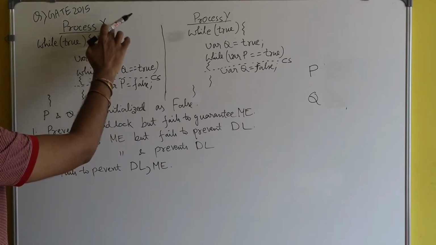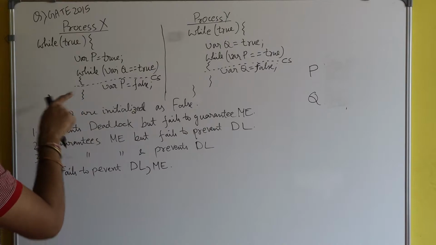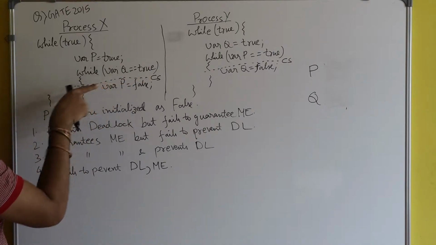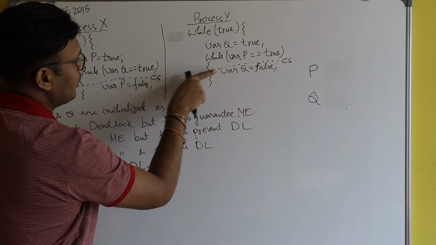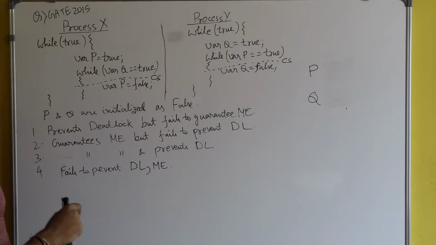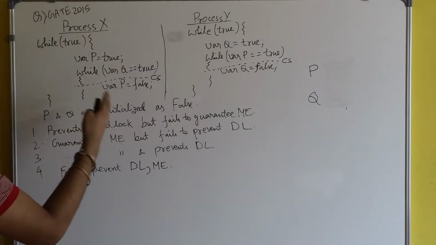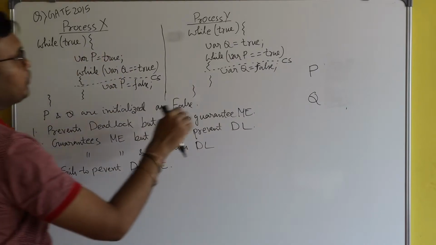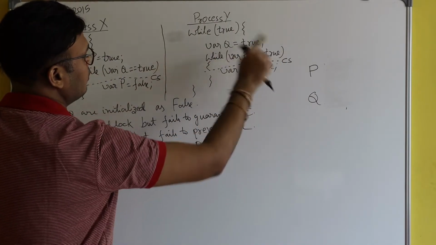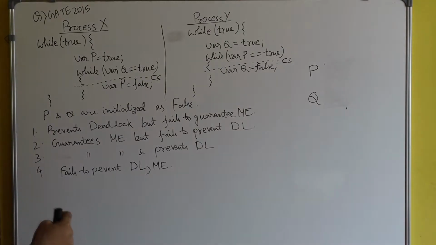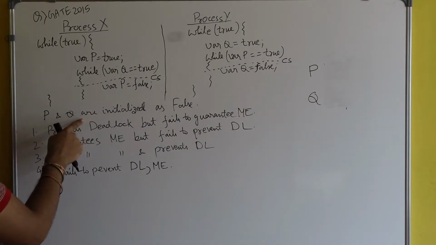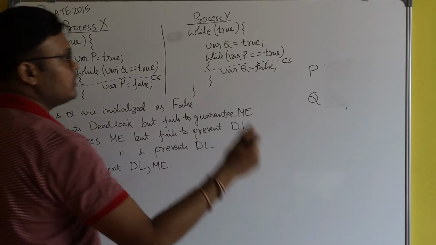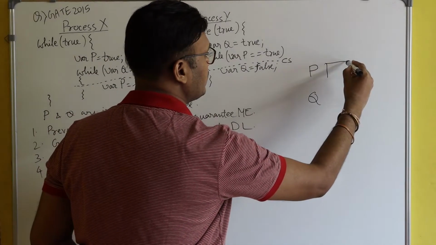In order to enter inside the critical section, process X will run this code. You see this dotted line is the critical section. Process Y will run its own code. And you see what's given here: P and Q are the variables which are initialized as false.